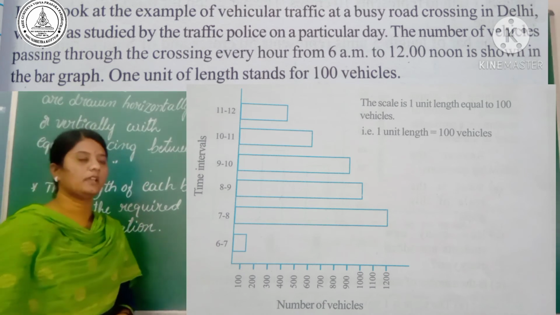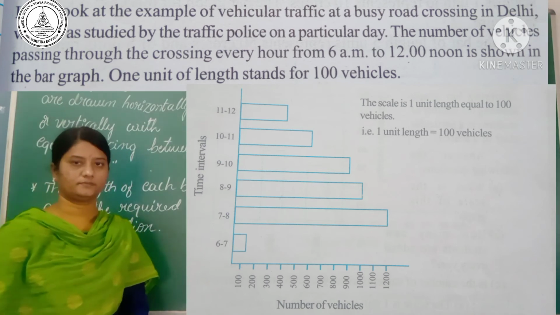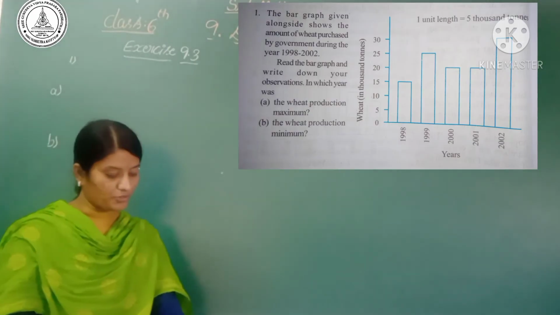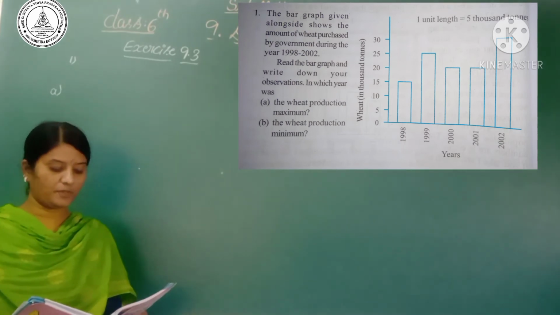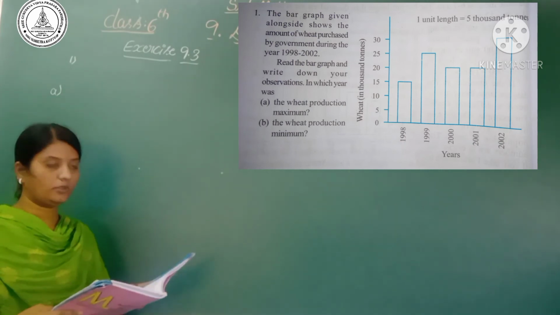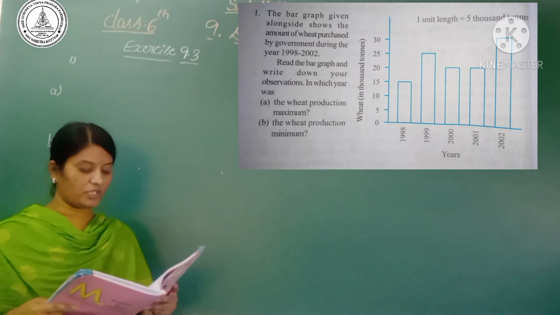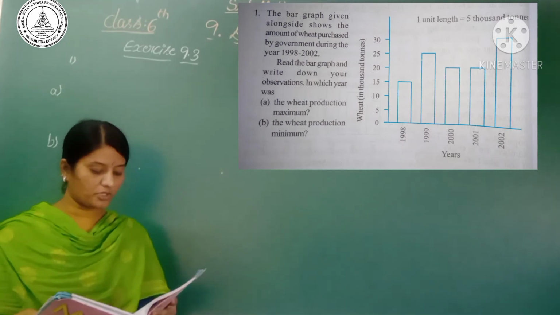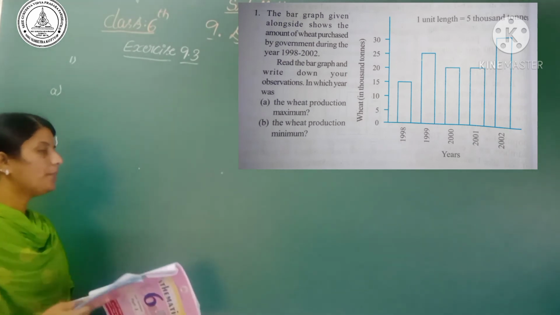Okay. Then let's solve exercise 9.3, first question. The first question: the bar graph given alongside shows the amount of wheat purchased by the government during the years 1998 to 2002. Read the bar graph and write down your observations. In which year was wheat production maximum, and in which year was wheat production minimum? Okay, you can see the bar graph.